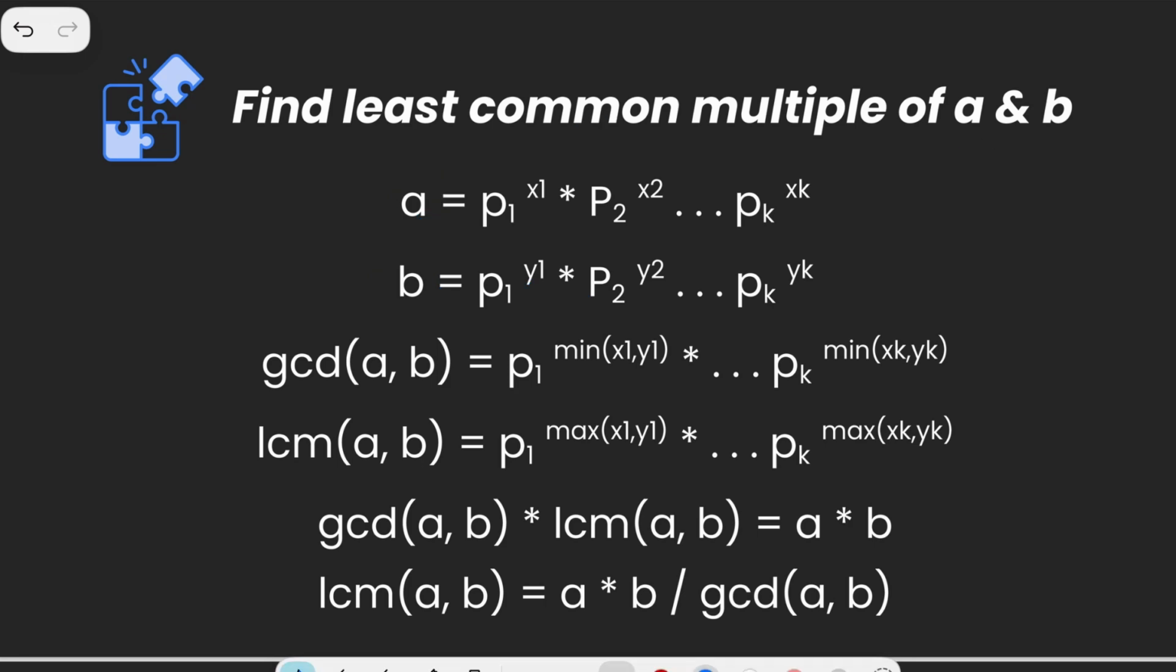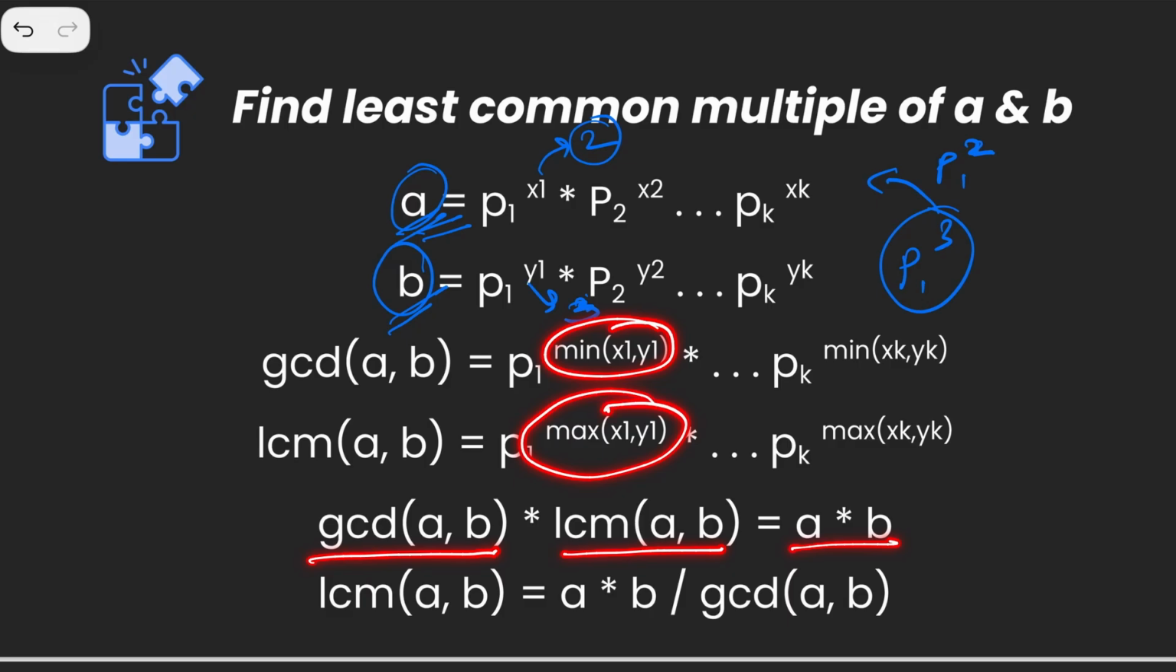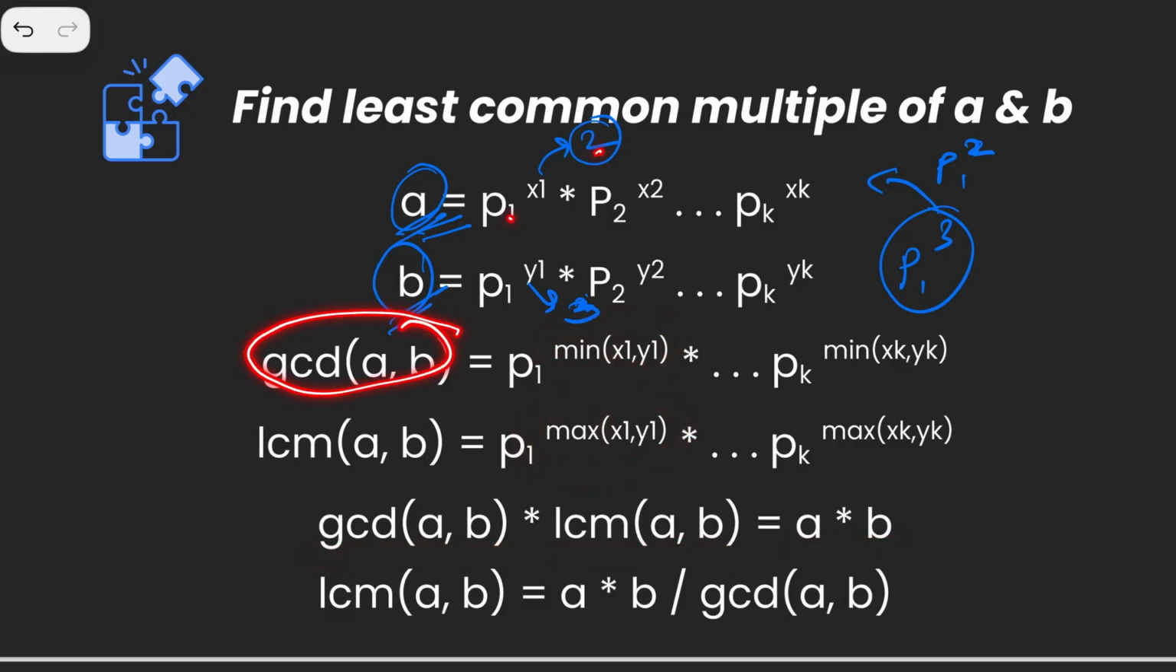Similarly, for LCM, we are going to take the maximum of x comma y, right? LCM is the lowest number that can be divided by both A and B. So we need to take the maximum power of every single prime number. So we can say GCD of A comma B into LCM of A comma B is just A into B. Because we are taking minimum here, we are taking maximum here. So both of them being taken. So P1 to the power 2 will go into the GCD, while P1 to the power 3 will go into the LCM. So ultimately A into B can be represented something like this.